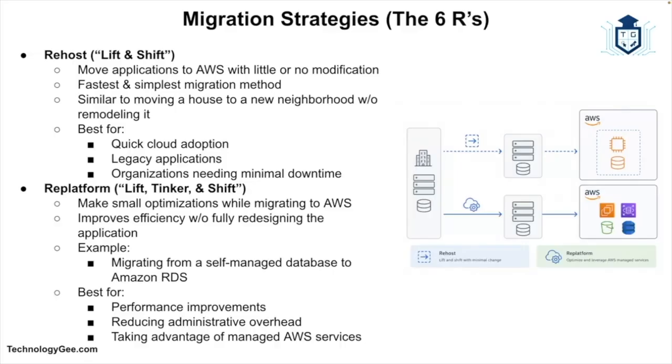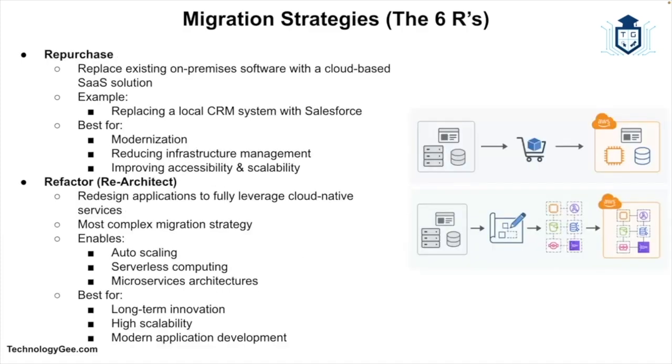You also have what is called replatform, and here you make small optimizations during migration. So for example, you're moving from a self-managed database to Amazon RDS, and this is best for improving performance without major redesigns. The next R stands for repurchase, and this means replacing your existing system with cloud-based solutions. So an example of this could be moving from a local CRM to Salesforce.